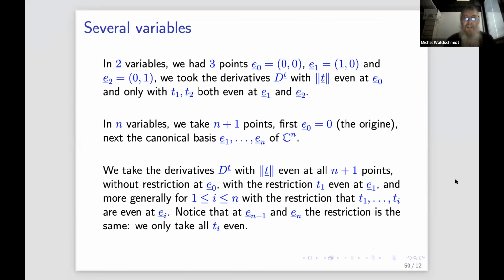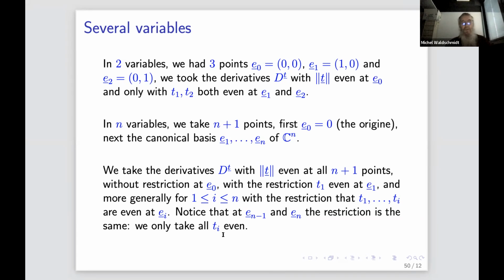Okay, so I just tell you what is the generalization in several variables. For two variables, I had 3 points, 0, 0, 1, 0, and 0, 1. For n variables, I take n plus 1 points. The first one is the origin, and next, E1, ..., En is the canonical basis of Cn. So it corresponds to 1, 0, and 0, 1 for n equal to 2.